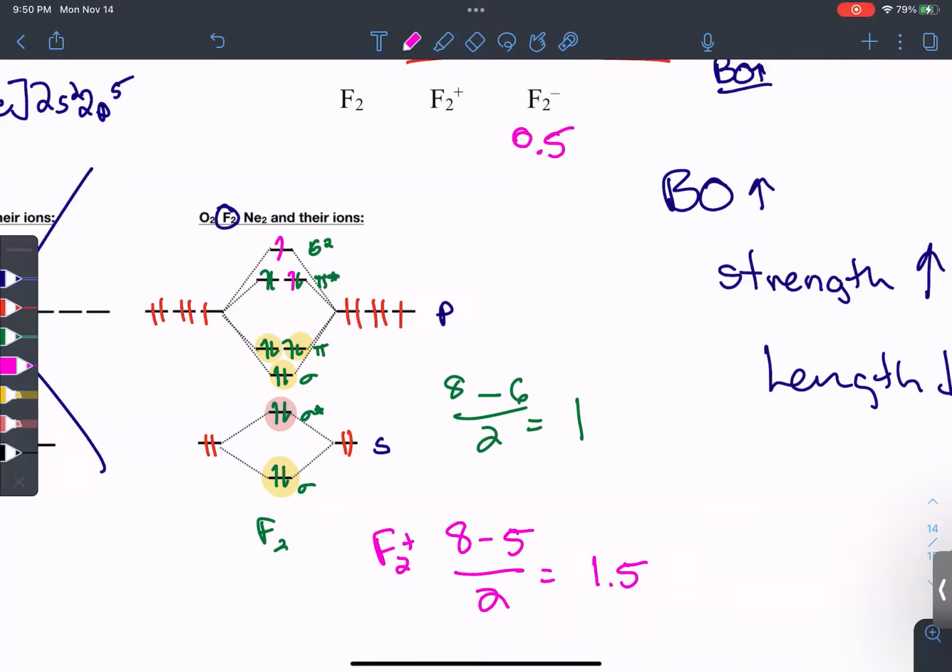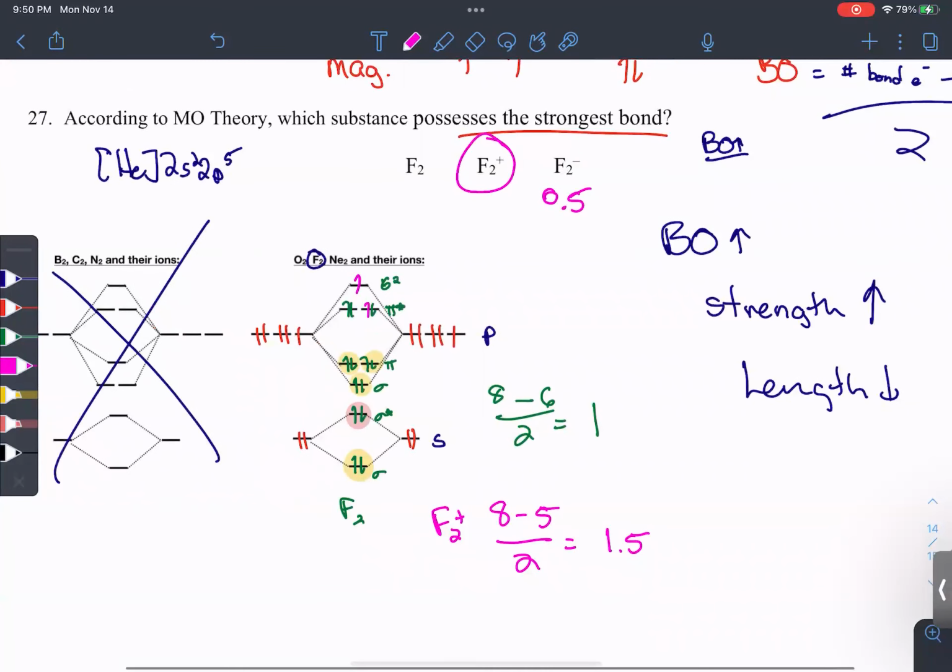So which one has the strongest bond? The cation. Yes. Which is weird because in Lewis structures, we usually think the more electrons between the atoms, if we add more electrons to the bond, doesn't it increase the bond order, bond strength? So that's weird. Here, with MO theory, which is the real theory because you're solving the Schrodinger equation, when you add electrons to fluorine, you actually weaken the bond because you're adding the electrons to anti-bonding orbitals.